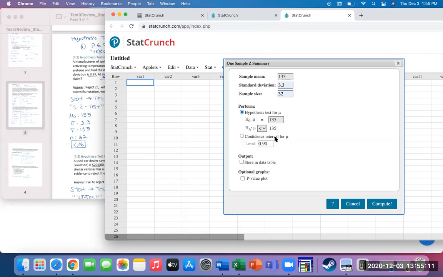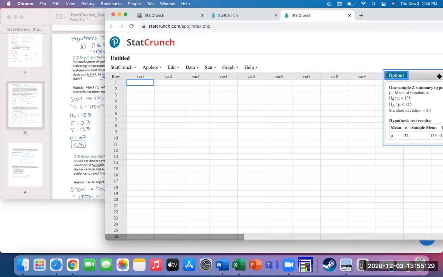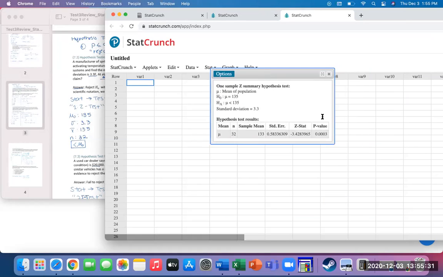Let's go back to hypothesis, and you want to click your enter button. If you choose compute, it gives you what I believe is your confidence interval. So we want to go ahead and choose compute. I'm sorry, just click the enter button on your calculator. Now this gives us what we want. We want the p-value here.